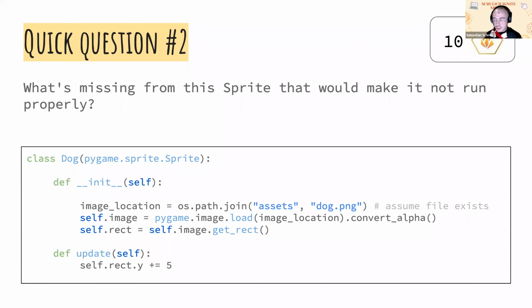You don't actually need a move method. And I believe there's also a draw function already inherited from the sprite class that we're inheriting from. So we don't need to do that either. All right, I hope that makes sense for everyone. Are there any other questions?